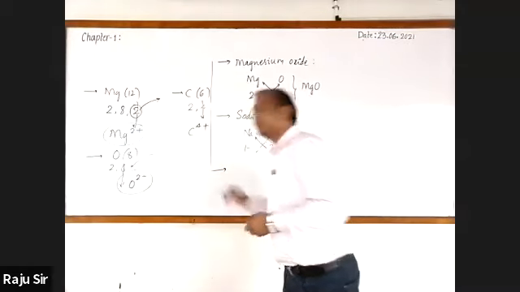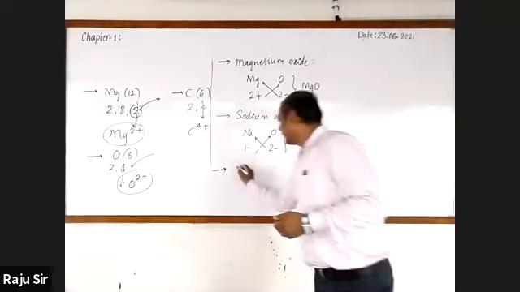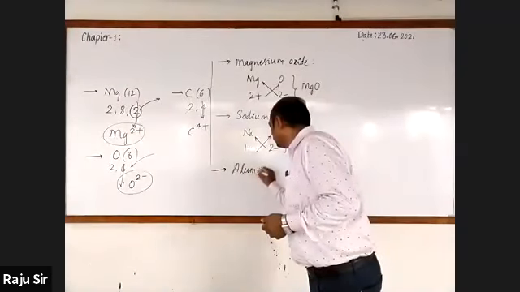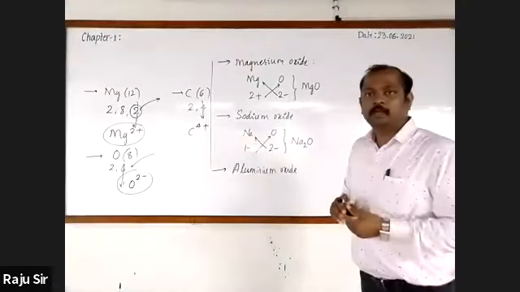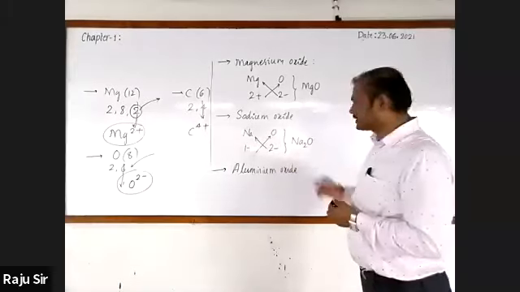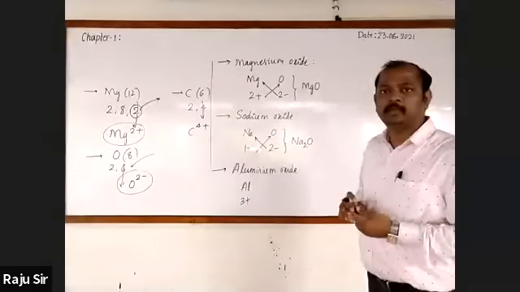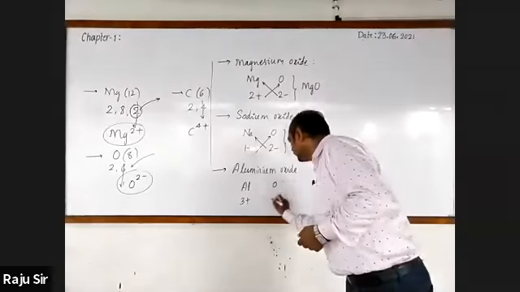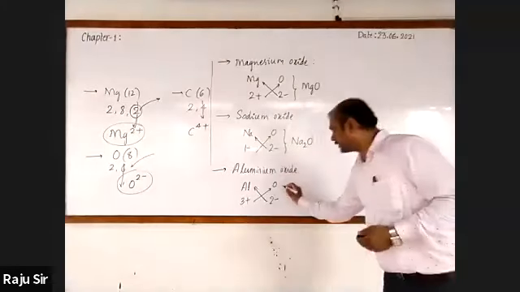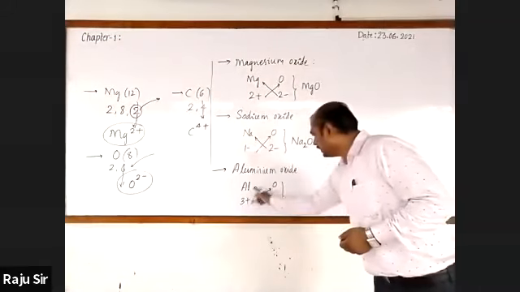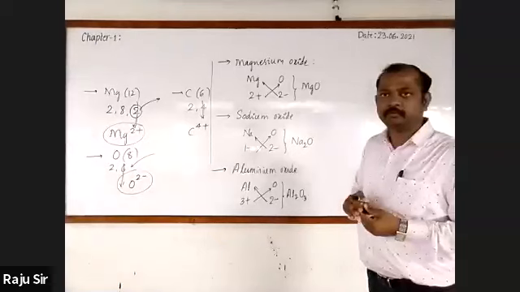Next, I'll go for taking one more. This is aluminum oxide. Here, the ions that are present in this compound are Al3 plus, the aluminum ion, and the oxide ion, that is O2 minus. Observe crossing over charges. You can write it as Al2, then O3, Al2O3.